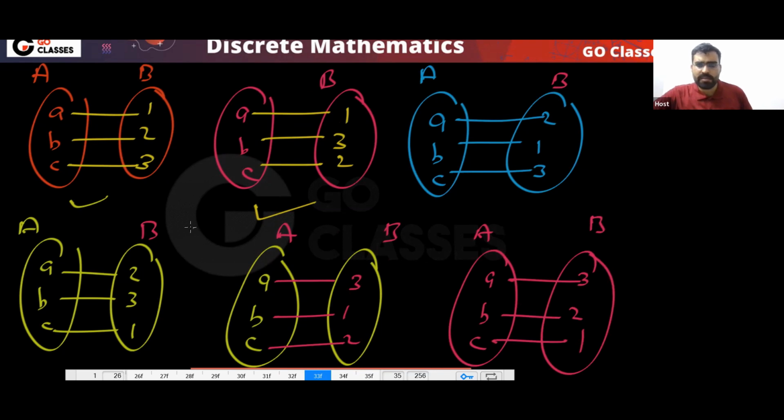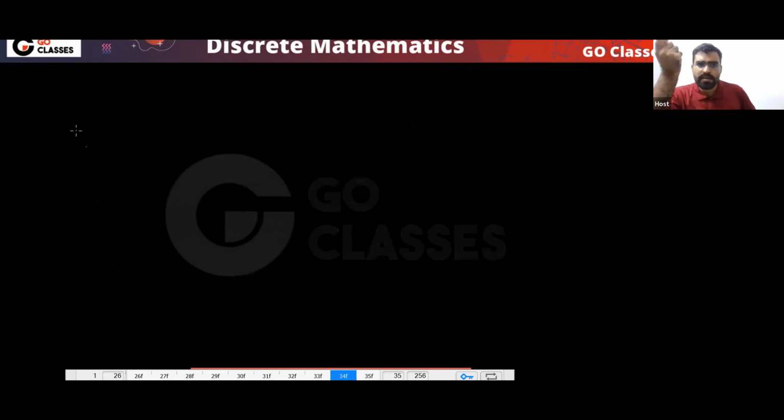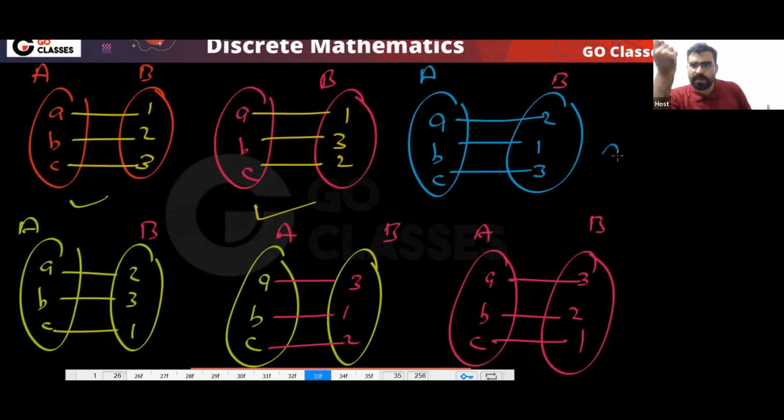Can I create something else? Can I create another bijection? Only 6 bijections I can create. Yes or no? For example, A, B, C, 1, 2, 3. Did I cover this bijection?